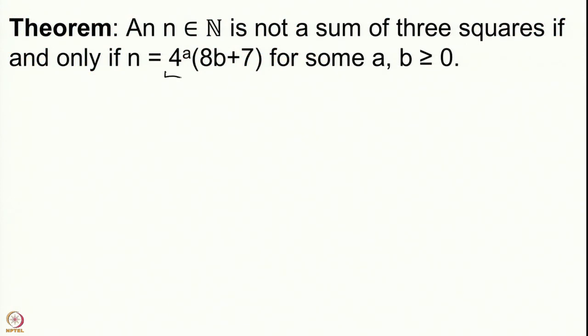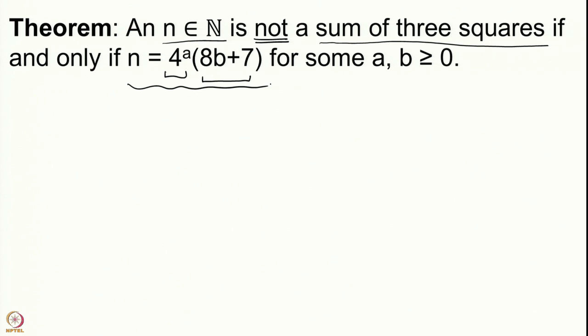So, that means if you assume this number to not have the factor 2, then such a number has to be congruent to 7 modulo 8. This is an if and only if statement. You start with an n, a natural number, assume that it is not a sum of 3 squares, then it has to be of this form, which means that if you take an integer which is not of this form, then it has to be a sum of 3 squares.